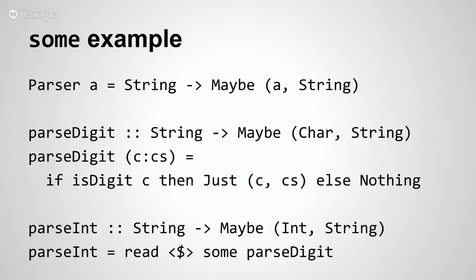So for an example, here's a parser. We have a parseDigit that returns a digit character on success. And if it doesn't see a digit character, then it fails. And parseInt is built on top of some parseDigit. So it has to parse at least one digit. It gets a list of digits from the some, and then we fmap read over it, which is how we get an Int instead of a string.